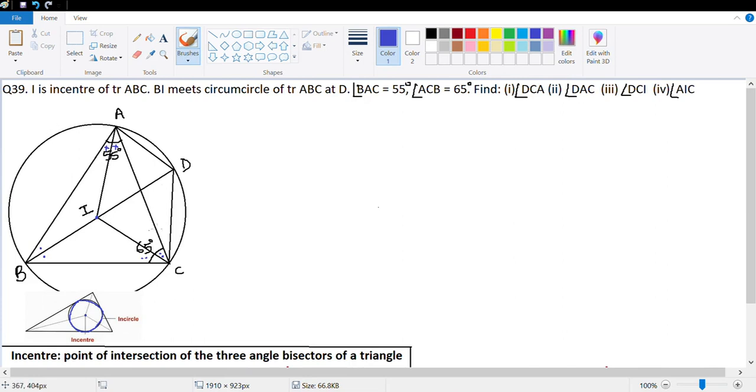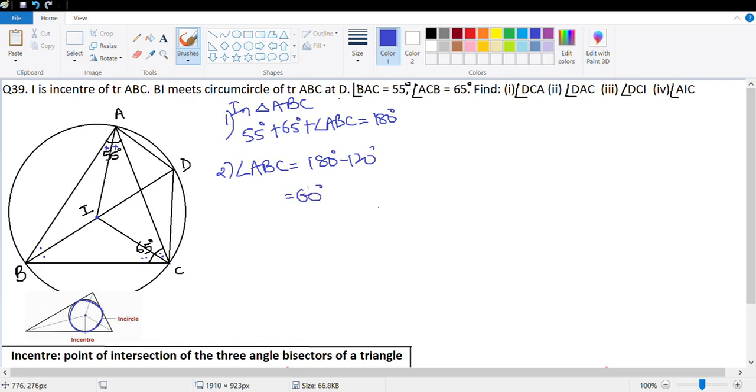Now that we've revised what the in-center is, we should not confuse it with the center of the circle shown in the diagram. BI meets the circumcircle of triangle ABC at D. Angle BAC is 55, angle ACB is 65. We need to find certain angles. Let's first find the big angle B. In triangle ABC, 55 degrees plus 65 degrees plus angle ABC is equal to 180 degrees, which means angle ABC is equal to 180 degrees minus 120 degrees, which is 60 degrees.